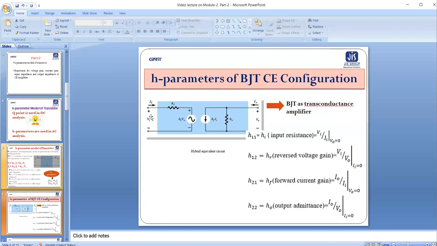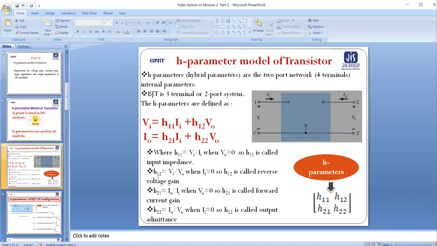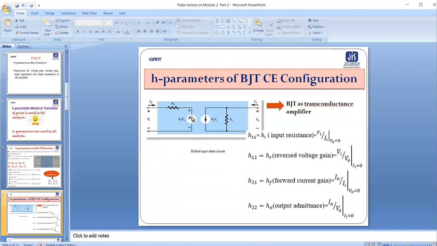Next, this Vi is also related with the Vo by hr. That is the h12. h12 is called reverse voltage gain. That's why it is designated as hr. Therefore, this Vi can be represented as a voltage source, which is equal to hr into Vo.